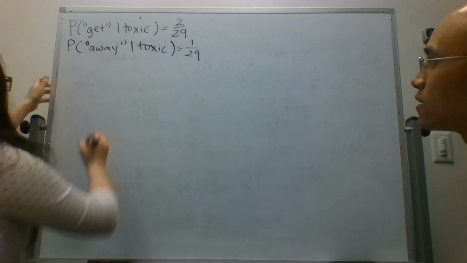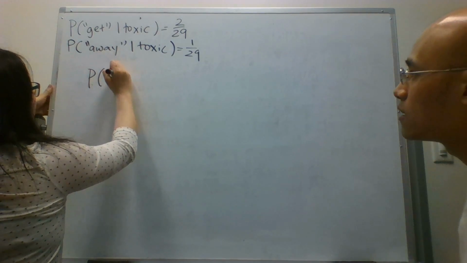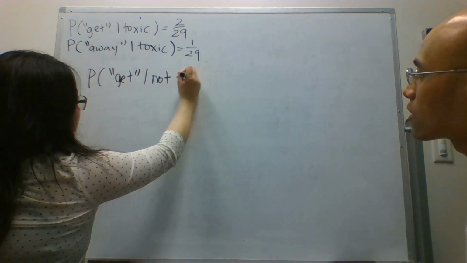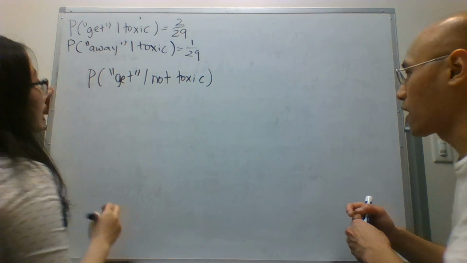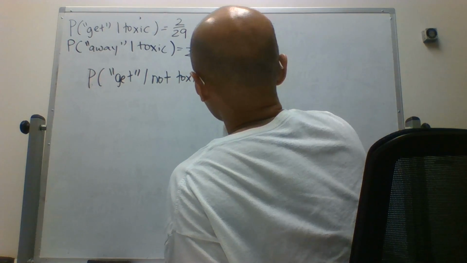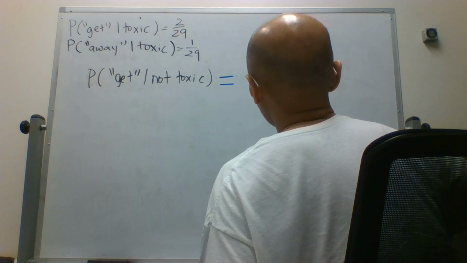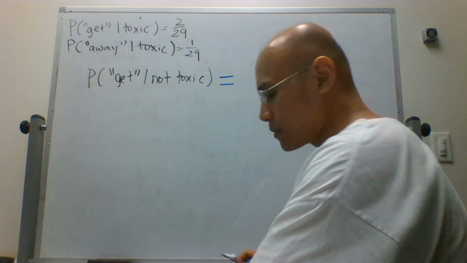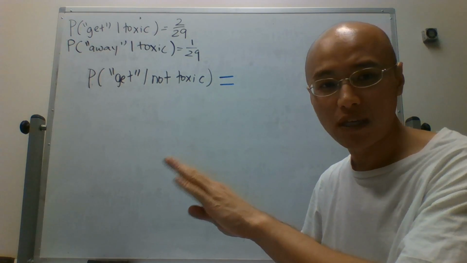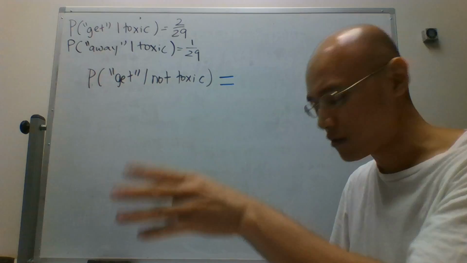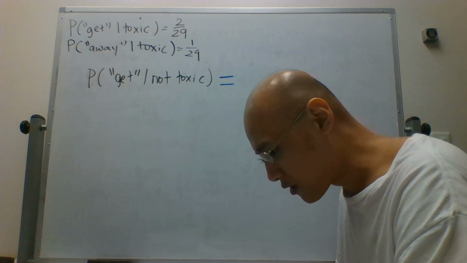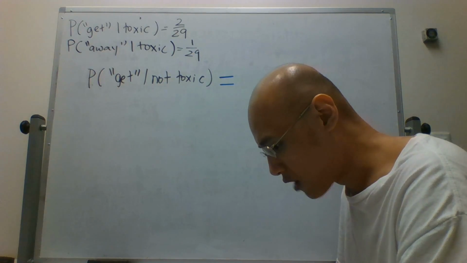So let's start with P of get given not toxic. Let me try to do this one. The word get appears... let me take a look at the phrases. And everybody back home, if you need to, rewind the video to look at the phrases. So the word get does not appear in the three non-toxic phrases.